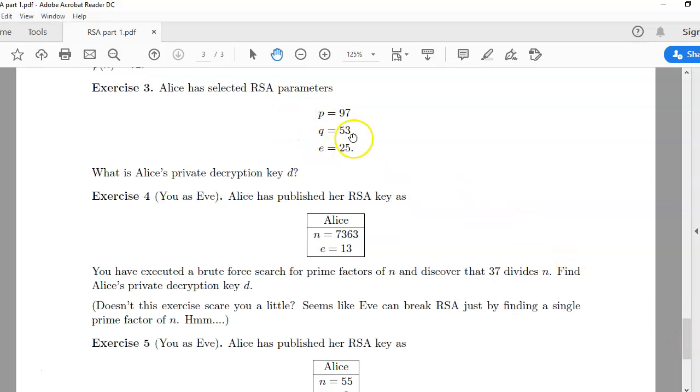So I want you to do 3 more exercises on the Canvas quiz. Exercise 3, I make some choices for you. Trust me, these are legal choices. I choose the P, the Q, and the E for you. Simply work out Alice's private decryption key D.